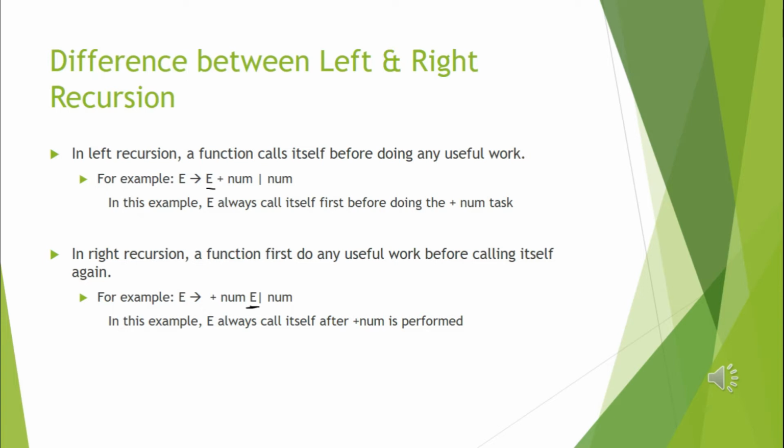Whereas in the right recursion, as we can see, the E is on the rightmost side of the expression, plus num and then E. When we consider it in code, the E will be calling itself after performing some sort of task. For instance, here the E will firstly perform the plus num task and then it will be calling the E function itself again. So it will not be a problem for us to deal with the right recursion. We have to tackle the left recursion only.